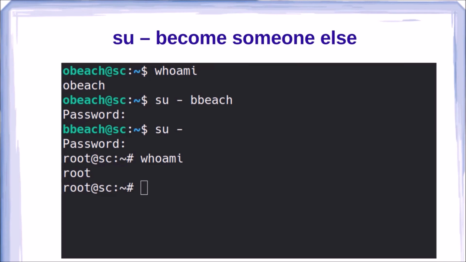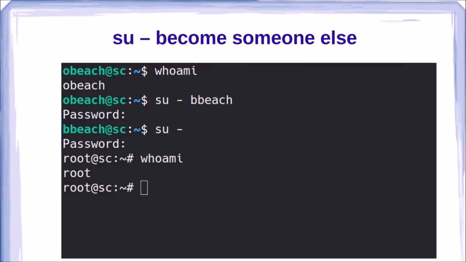You'll notice I used a dash. I could have done su B Beach and become B Beach. The su dash ensures that I also acquire her environment, her search paths, her directories, and stuff like that. You always use su space dash B Beach. And by the way, to get out of it, you just type exit. I'd have to do 2 exits here to get back to O Beach at SC. So su is how you become someone else.